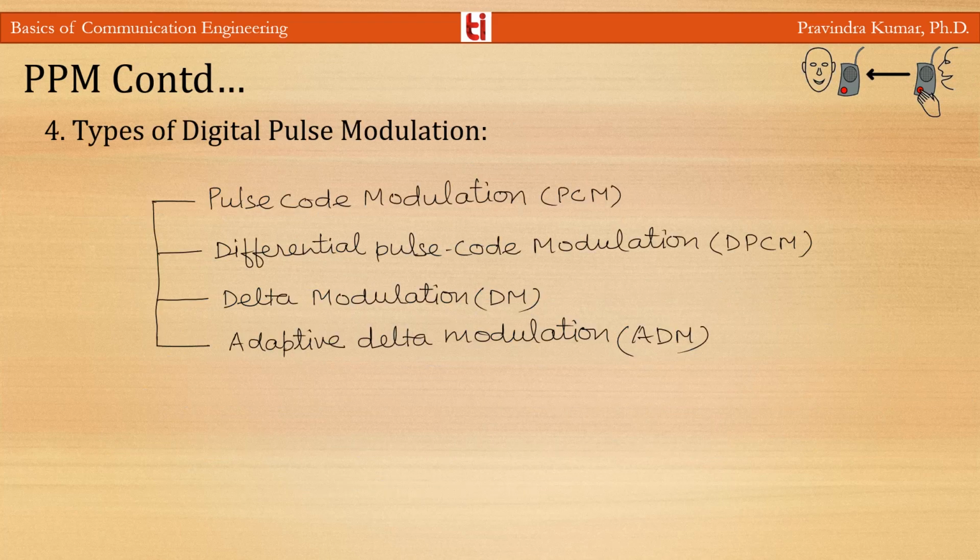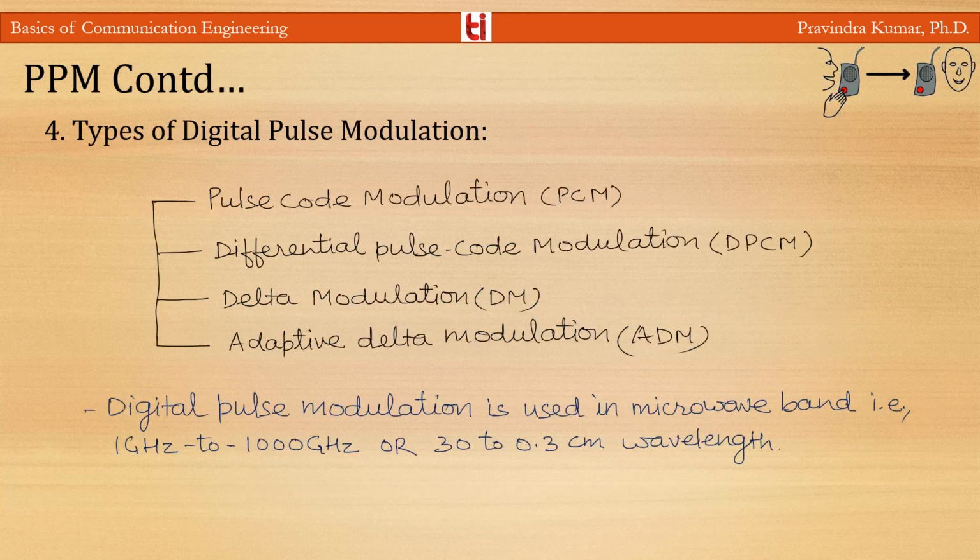And there are different types of digital pulse modulation: pulse code modulation, differential pulse code modulation, delta modulation, and adaptive delta modulation. Digital pulse modulation is used in the microwave band, that is 1 gigahertz to 1000 gigahertz, or you can say 30 to 0.3 centimeter wavelength. Now here we will discuss pulse code modulation.